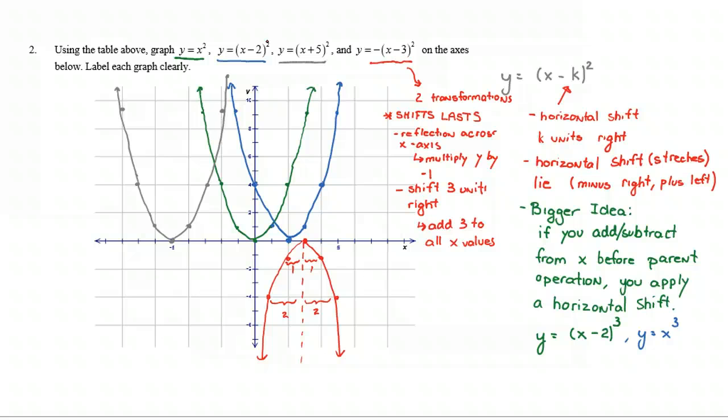So all we have to identify is, do we add or subtract to x before the parent operation? In our case, the parent operation is always squared, but the parent operation could be something like a cubed, could be a square root, lots of different variations for us to look at. Hope that helped.